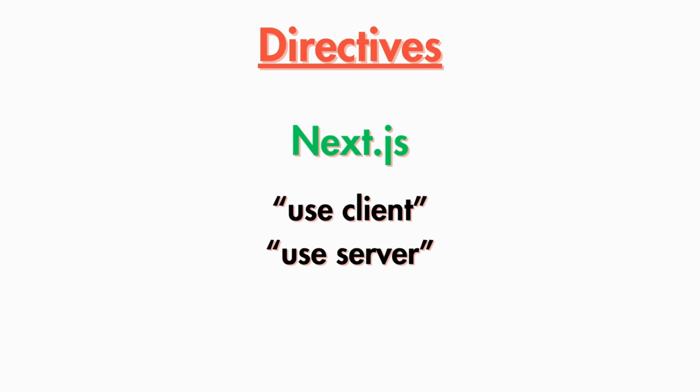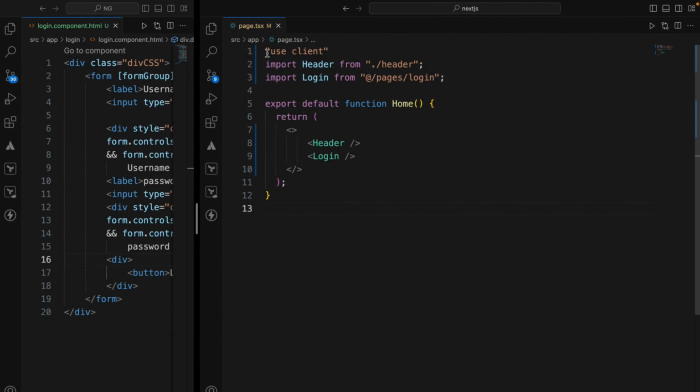Now let's look at the directives in both Angular and Next.js. This directive concept is there in both these frameworks. So let's start with Next.js. The one that you are seeing on this particular page, use client, is one of the directives, and there is one more directive called use server.